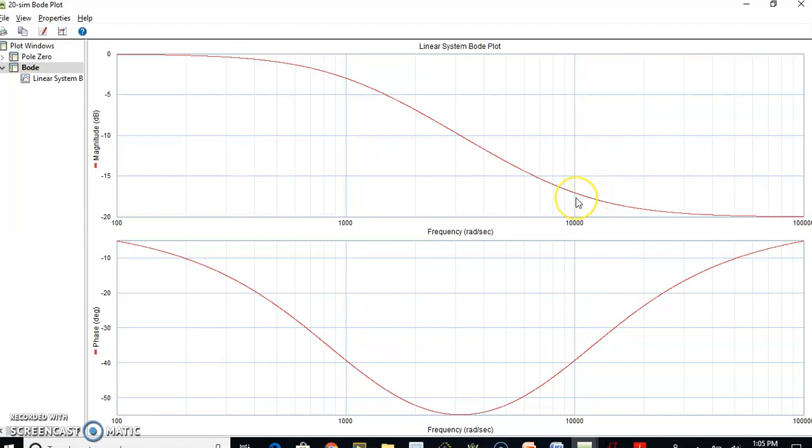And you can see there is a zero available here. This is the location of the zero, which is at 10,000 radian per second. It is again at minus 3 dB from that 10,000 point. You might have seen in the previous calculation that the phase happens to be minus 54 degrees at 3.16 kilohertz.